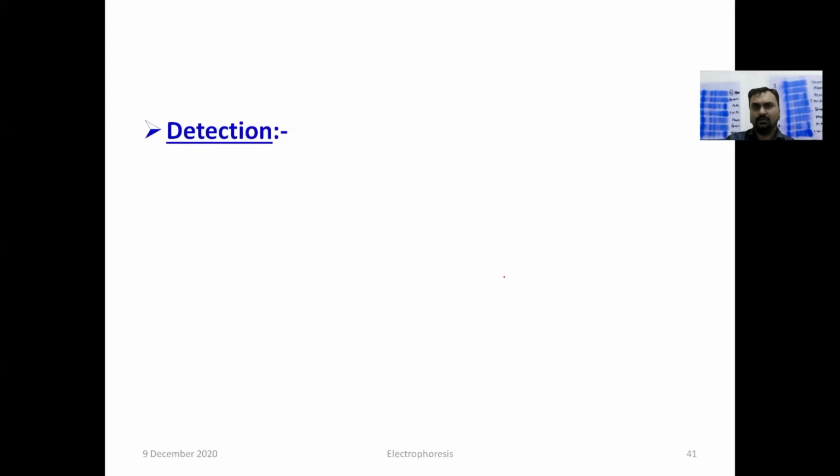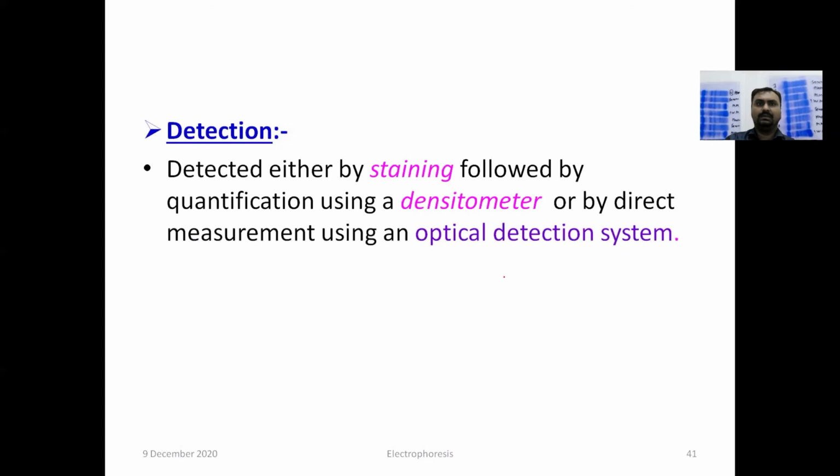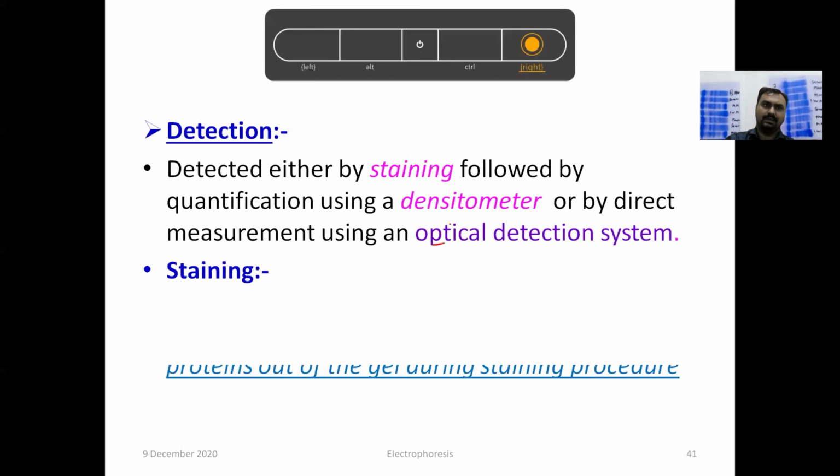You can watch my video about the quantification of agarose gel. Okay, the link is given also in the description. While for the detection, we first stain and then we quantify.